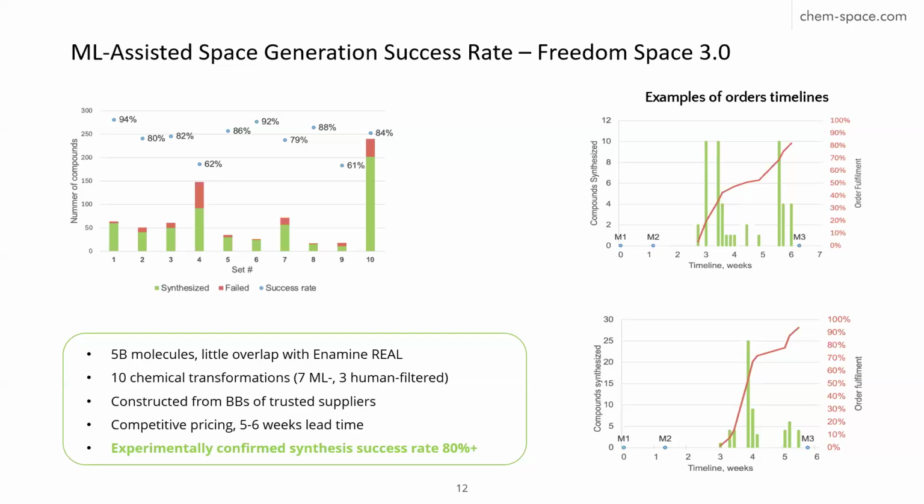But what was interesting, and this is a bit of inside information, is that in the Freedom Space, we had 3 human-filtered reactions and 7 ML-filtered. We suspected that the ML-filtered ones would perform slightly worse than the ones filtered by actual human experts. But it was not the case, because the reactions had comparable performance between the ML and the human-filtered ones. And also on the slide, you can see examples of some order timelines.